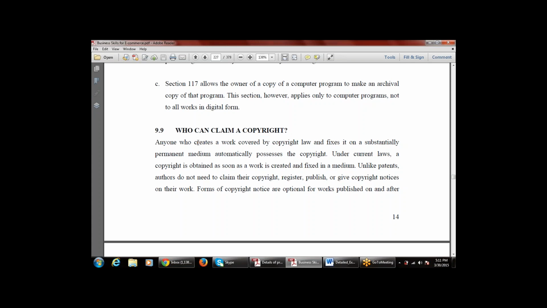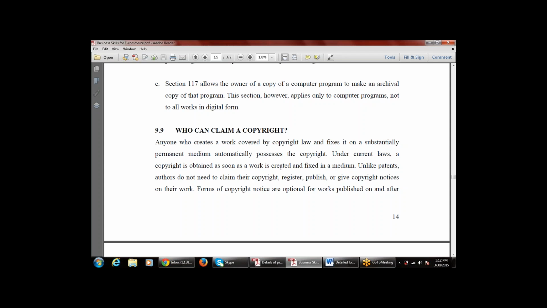So anyone who creates a work that is covered by copyright laws and fixes it on a substantially permanent medium automatically possesses the copyright. So this is one of the important lines. Anyone who creates a work that is covered by copyright laws and fixes it on a substantially permanent medium.